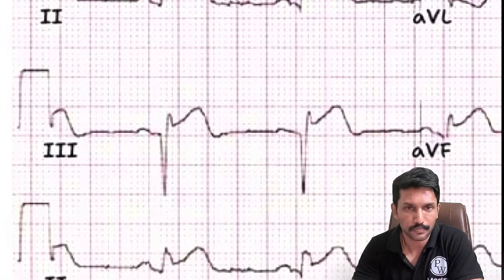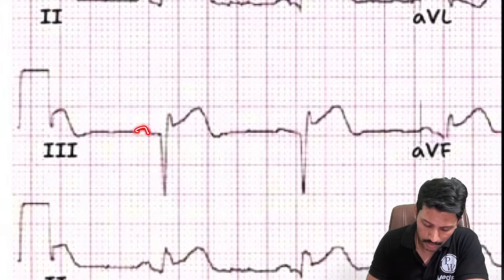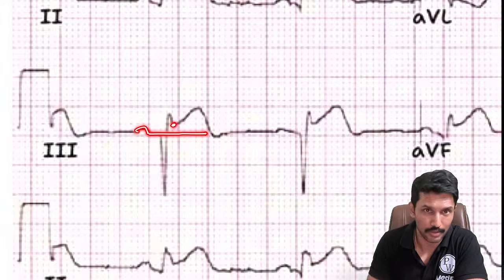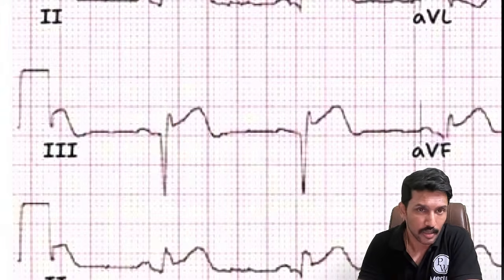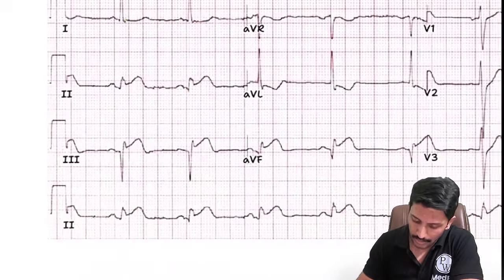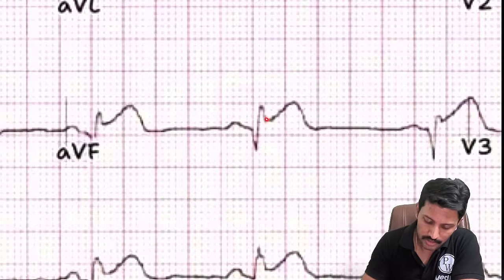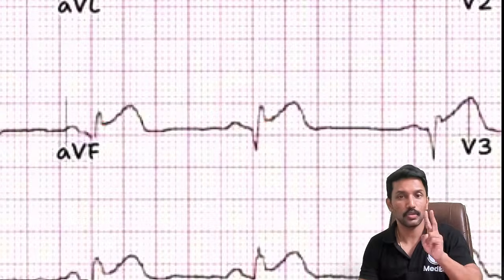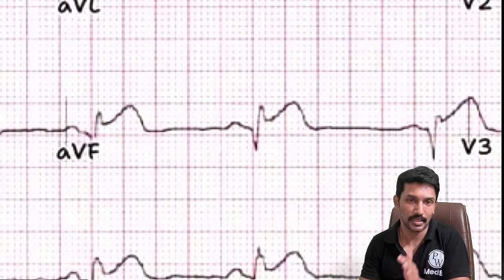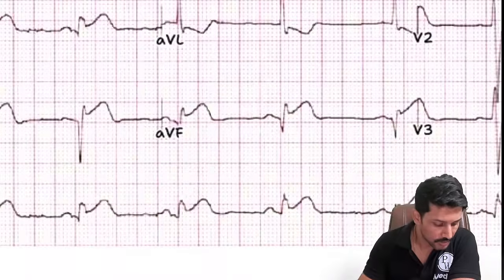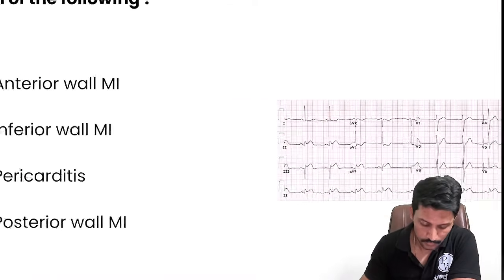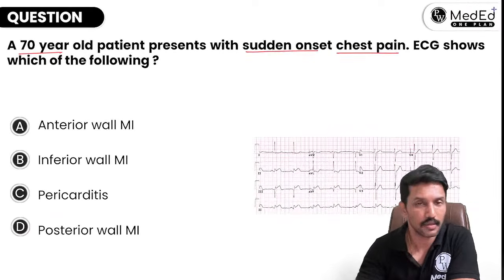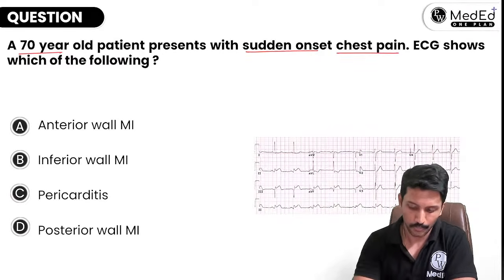What about lead 3? This is P, so this is the PR segment, my reference point, and the end of R is here. So this is my J point. J point is above the PR segment. So there is ST elevation in lead 3 as well. And I also noticed similar ST elevation in AVF. So 2, 3, AVF are the leads which are showing ST elevation. So what are 2, 3, AVF representing? Which wall?